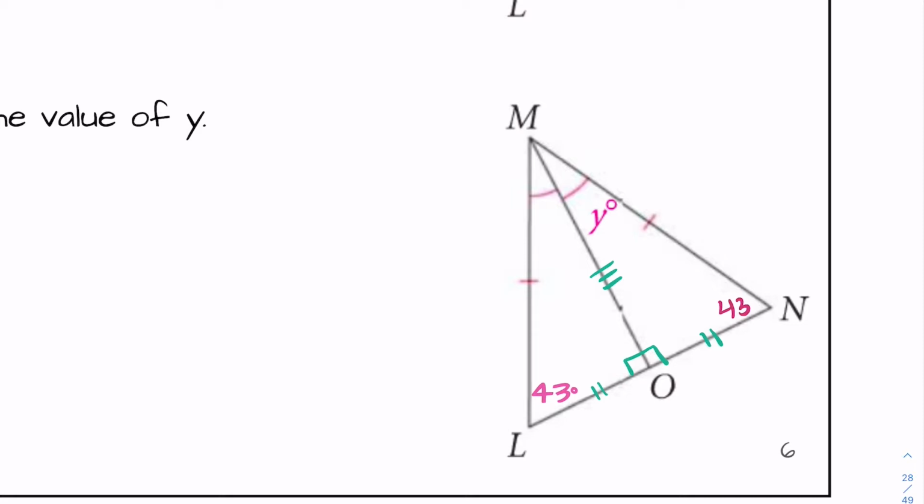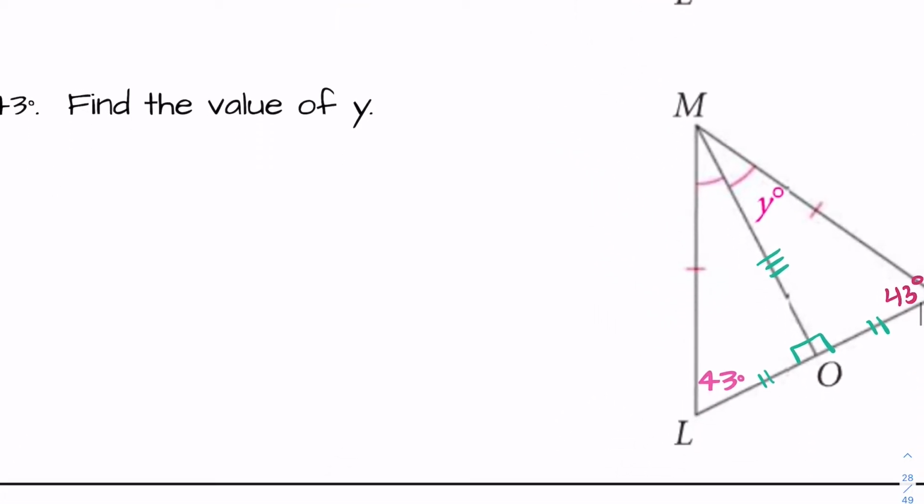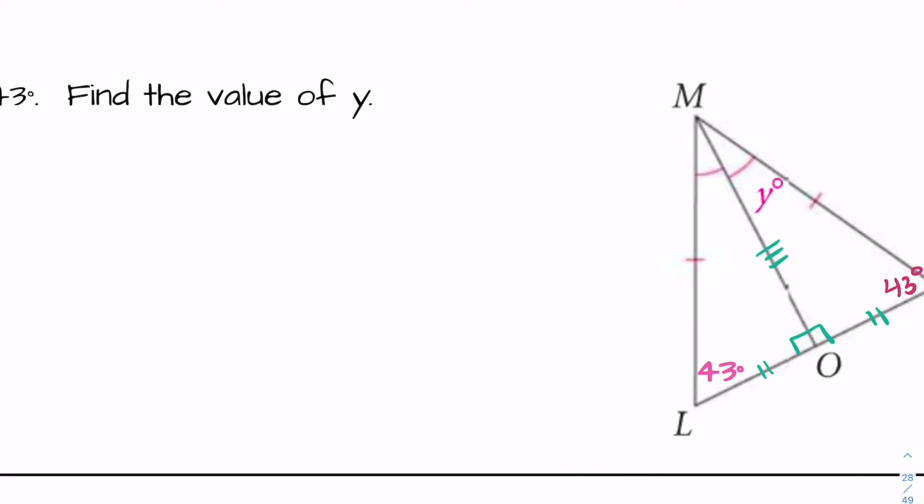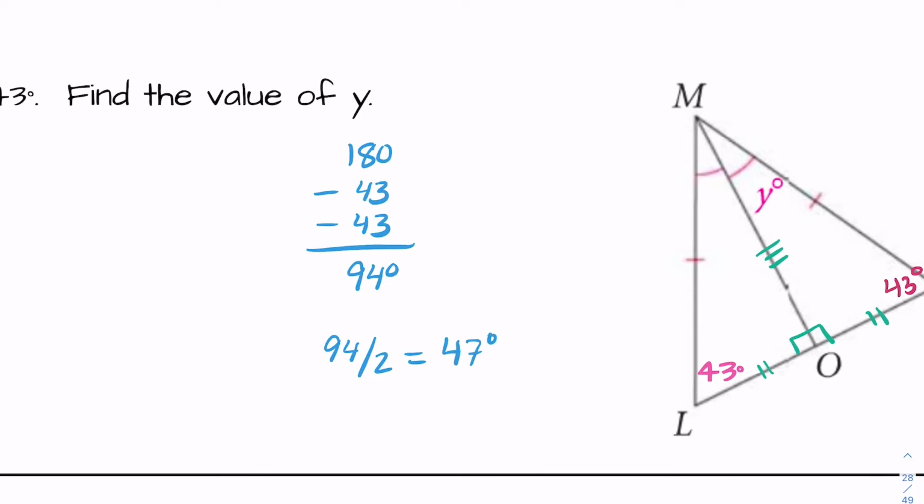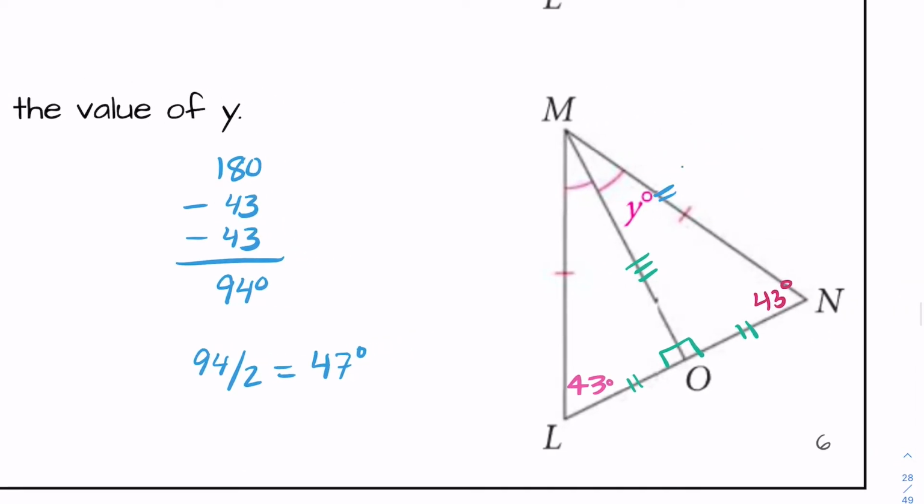I'll do, you know what? I'll do the outside one. Why not? So 180, take away 43, take away 43. That's 94 degrees. 94 divided by 2 is 47. Yes, 47 degrees. Each one of these is 47.